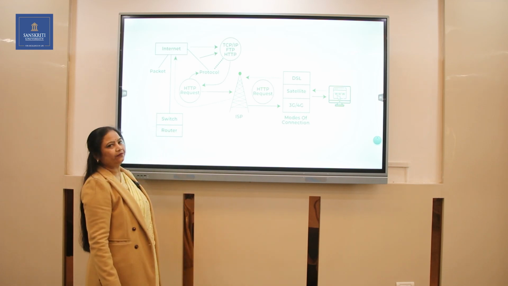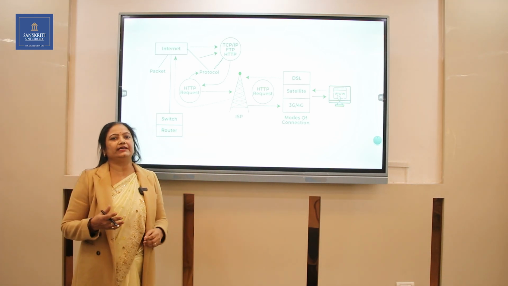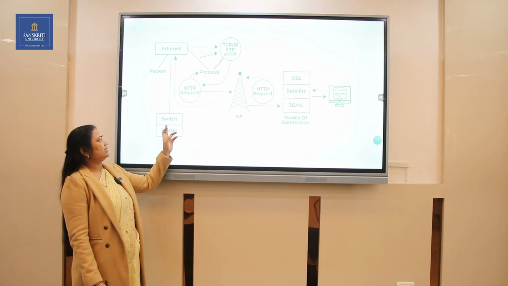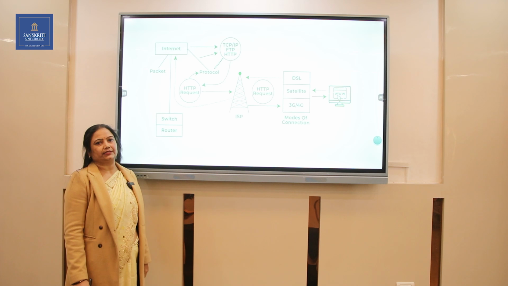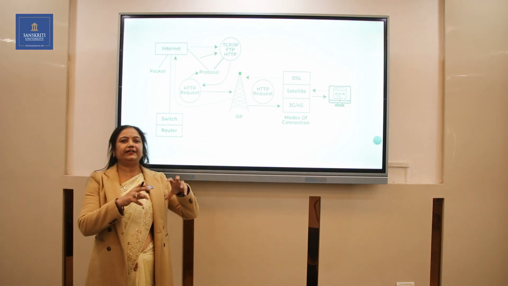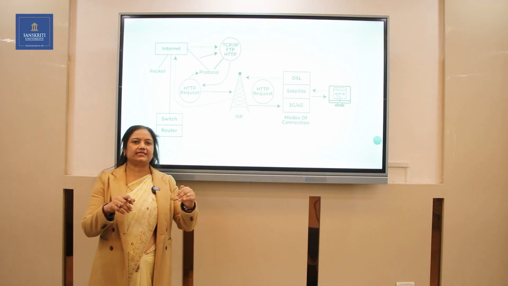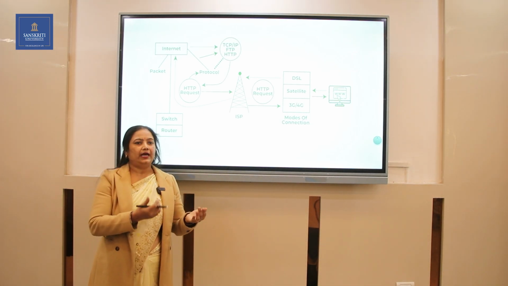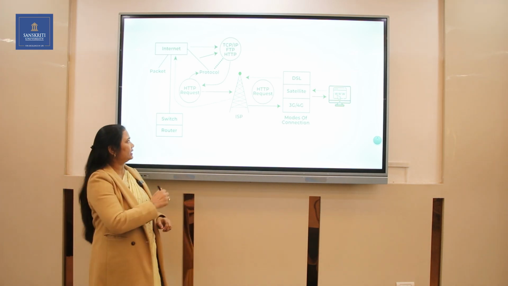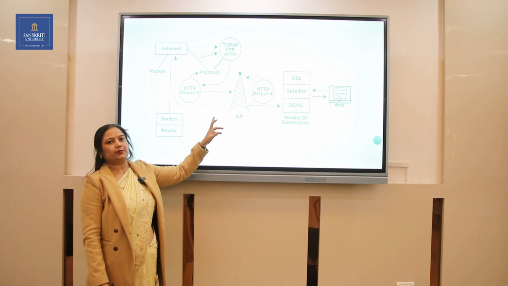Now the working details of Internet. This is the entire scenario of what happens when we send any kind of message over the Internet. First is the switch and router. Through the switch we connect different devices, and through the router we connect different networks. The switch and router then connect us with the internet service provider.